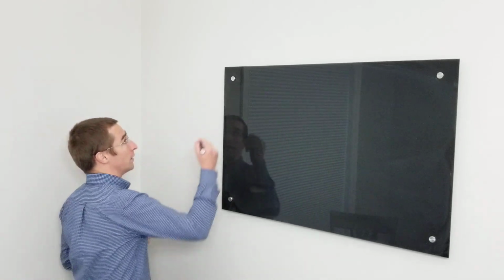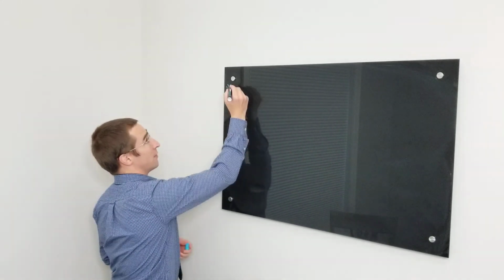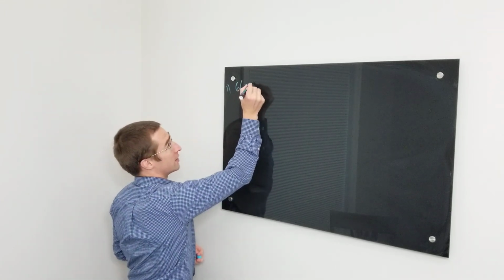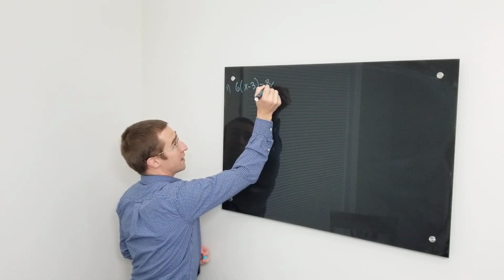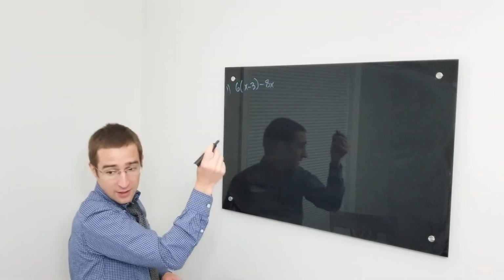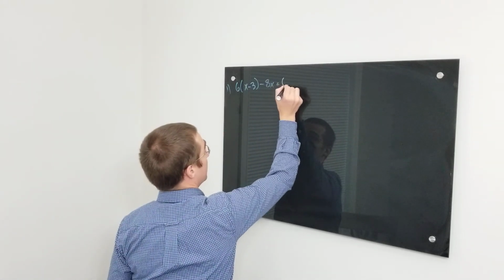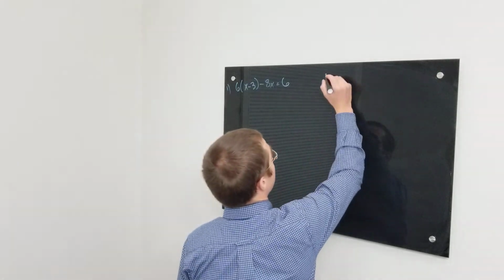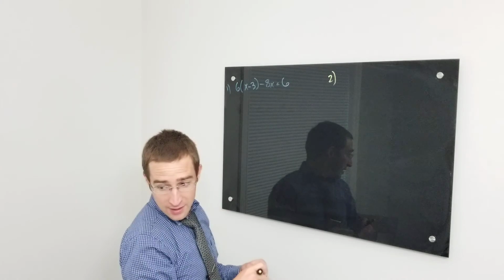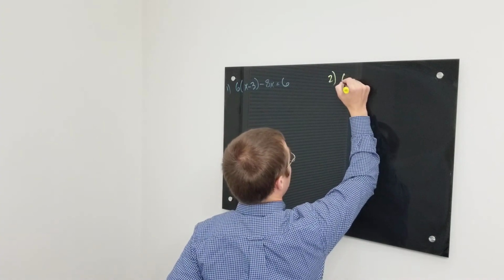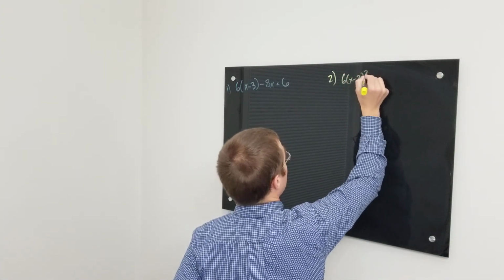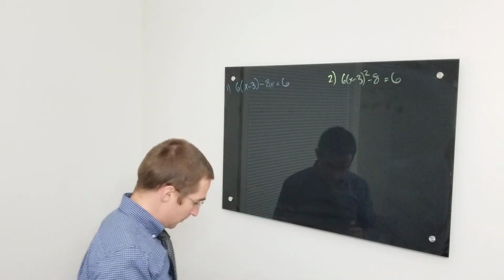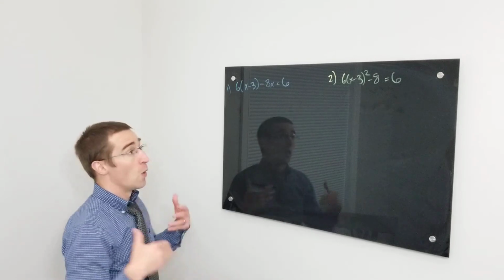So problem 1, and remember we're solving. We have 6 times parenthesis x minus 3, minus 8x equals 6. And then problem 2, we have 6 times x minus 3 squared, minus 8 equals 6. So here we got to look at this and be like, all right, what's the difference?